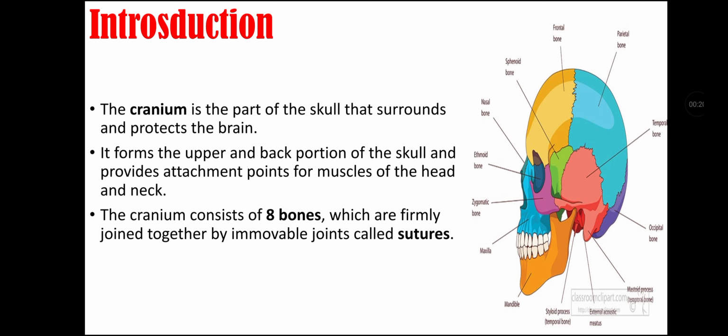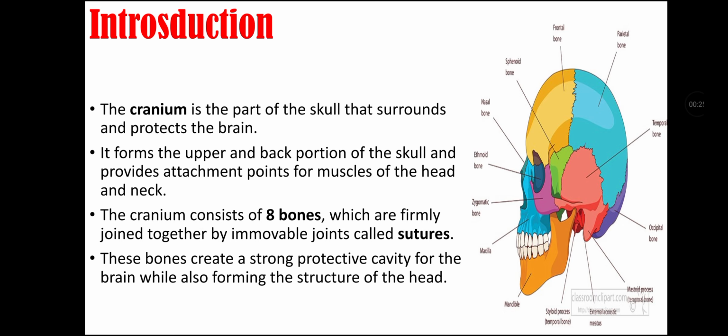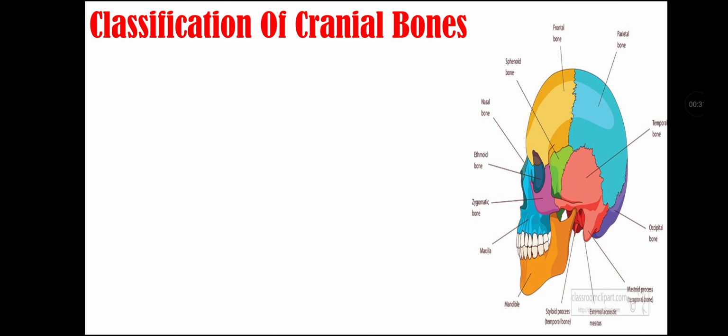Cranium consists of 8 bones which are firmly joined together by immovable joints that are called sutures. These bones create a strong protective cavity for the brain while also forming the structure of the head.